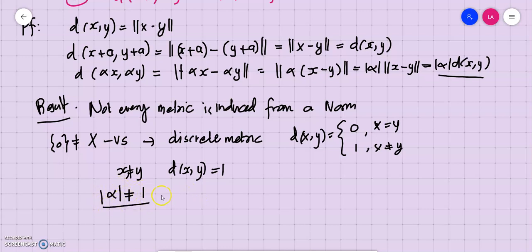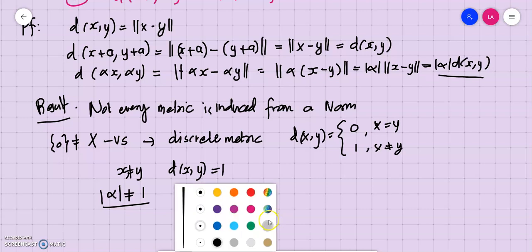So this is our argument. Modulus of alpha is not equal to 1, so alpha cannot be 1 or minus 1. This is what we are going to choose. Then alpha x is not equal to alpha y, because x is not equal to y. Then d of alpha x, alpha y should be equal to 1, since alpha x is not equal to alpha y, by the definition of the discrete metric.